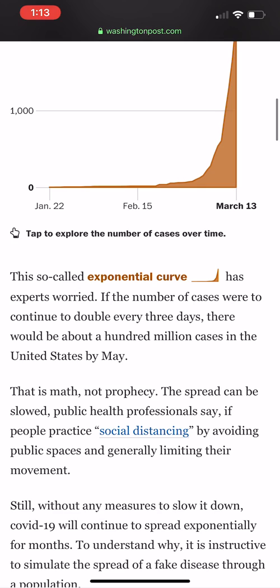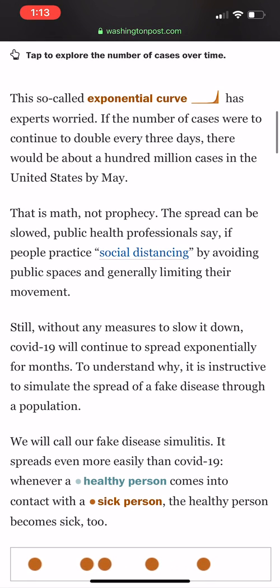The spread can be slowed if we practice social distancing by avoiding public spaces and generally limiting your movement. Still, without any measures to slow it down, COVID-19 will continue to spread exponentially for months. To understand why, it is instructive to simulate a spread of a fake disease through the population. So now I'm going to explain these diagrams to you.